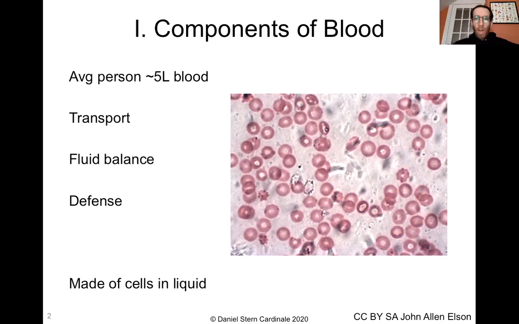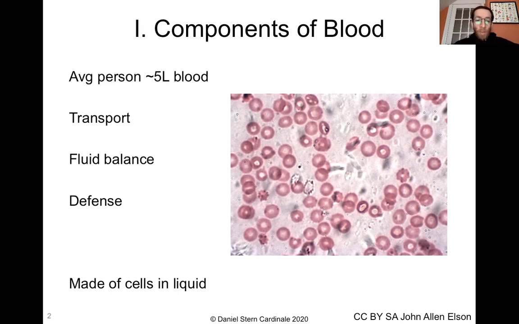We are going to start today with the components of blood. The average person has about 5 liters of blood, and it's important for a number of reasons. We've already talked, when we talked about circulation, about how blood is very important for transport. It's also important for fluid balance, osmoregulation. We've talked about that quite a bit this semester. We haven't talked about how the blood is useful for defense yet, but we're going to get to that today.